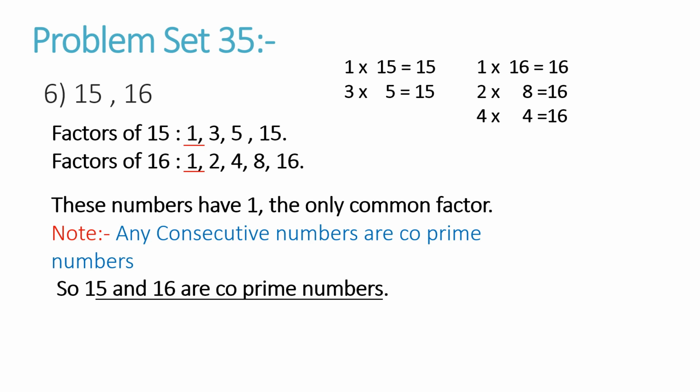Now what are consecutive numbers? Consecutive numbers means the numbers which follow each other without any gap. Now after 15, the number 16 comes. So they follow each other in order, so they are called consecutive numbers. So here 15 and 16 are co-prime numbers.